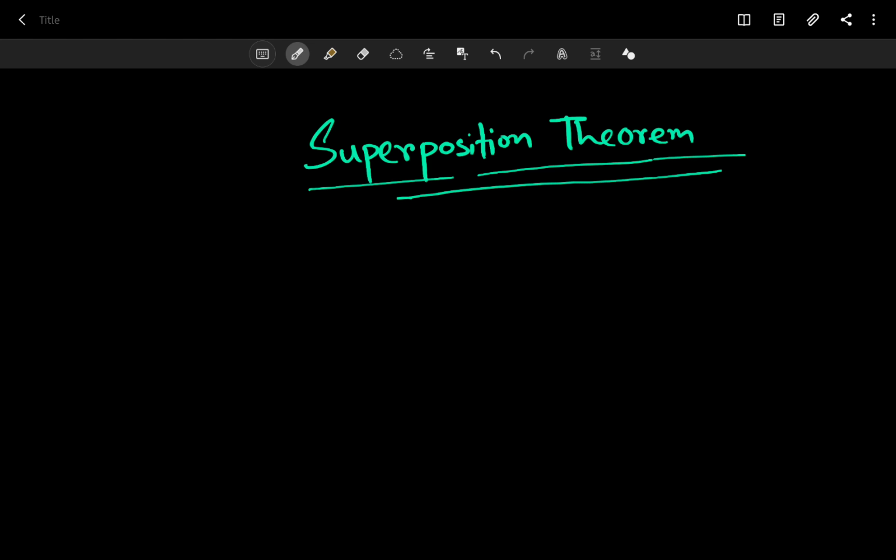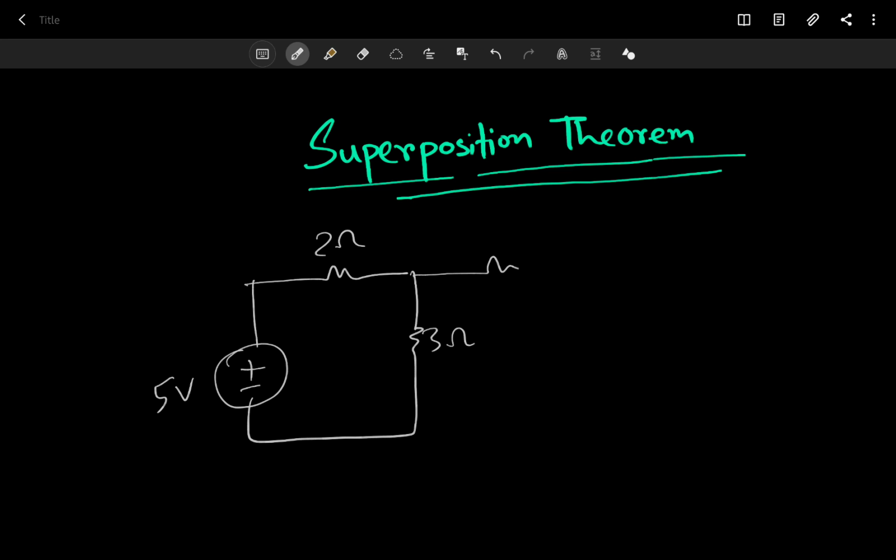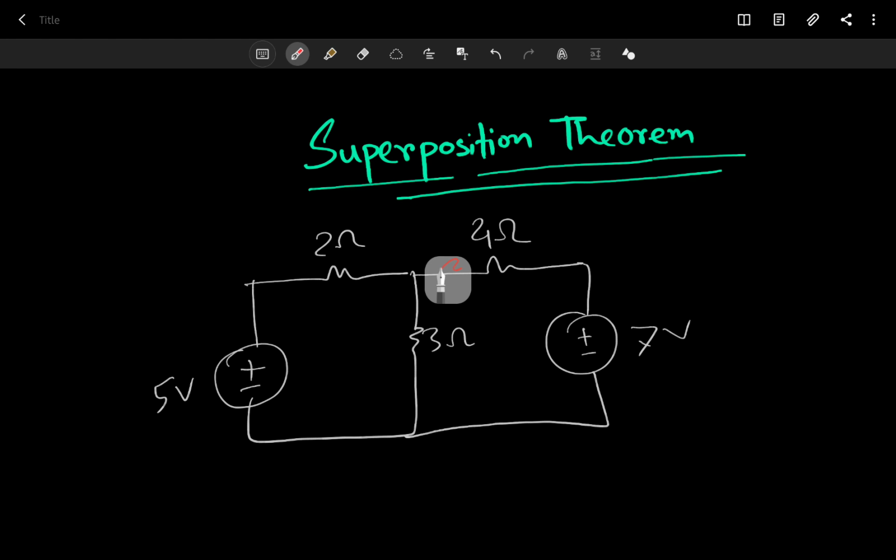For example, say I have a circuit, so I have 5 volt here, 2 ohm here, 3 ohm here, 4 ohm here, and 7 volt here. And yeah, that's it. I guess we can see another example later. So we have to figure out what this current is. Okay, so the question is, how do you figure out the current?